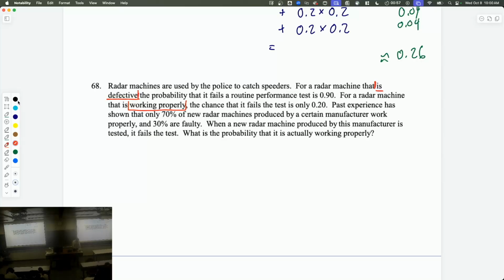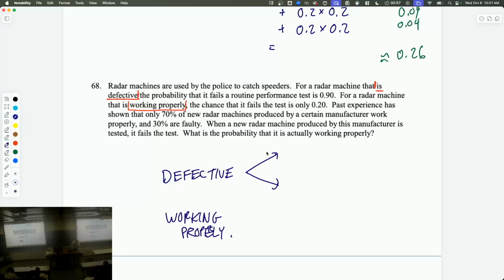So we have sort of 2 states. We have defective, and we have working properly. And presumably, based on the wording, these are the only 2 things that can happen. Either it's defective or working properly, just based on the way the question is worded. And so in this one, it's a 90% to fail and 10% to pass.